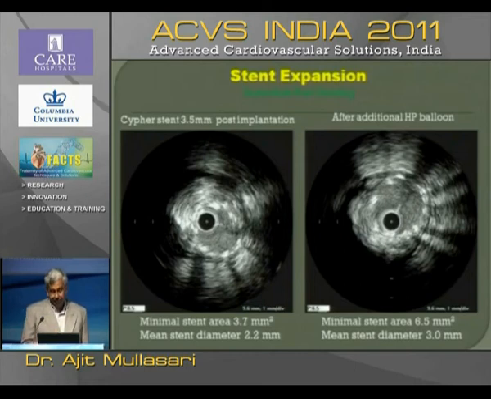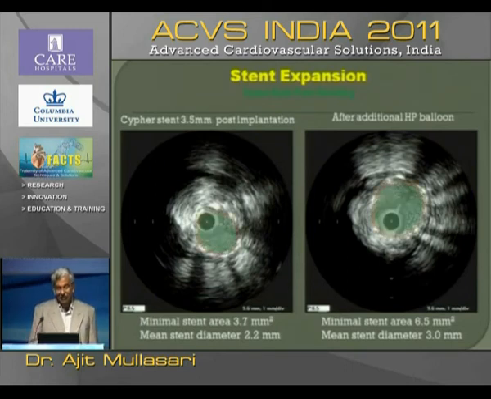You want a 5.5 area in these patients if you'd like to get good long-term results, at least 5. With an additional high-pressure balloon, you bring that minimal stent area up to 6.5. What is more important for us to understand is that a Cypher stent at 3.5 did not get a mean stent area of 3 millimeters despite high-pressure dilatation.